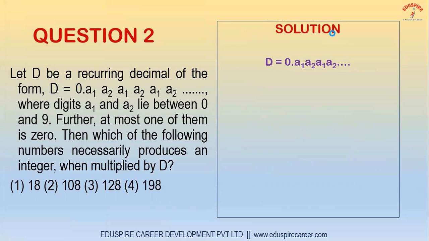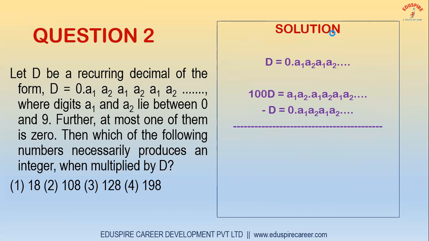So at first, if I multiply D by 100, what we will get is A1 A2 decimal A1 A2, A1 A2, etc. When I subtract 100D minus D, interestingly, what happens is all these digits after the decimal point will get cancelled, and as a result, what I'll get is 99D is equal to A1 A2. So the value of D will be A1 A2 by 99.